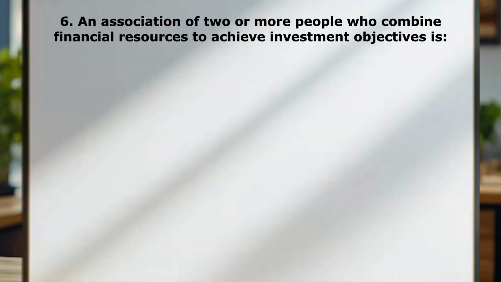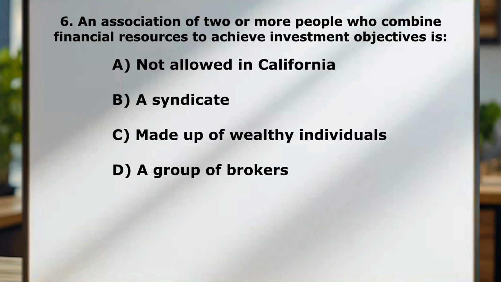All right, moving on. Question number 6. An association of 2 or more people who combine financial resources to achieve investment objectives is A, not allowed in California.